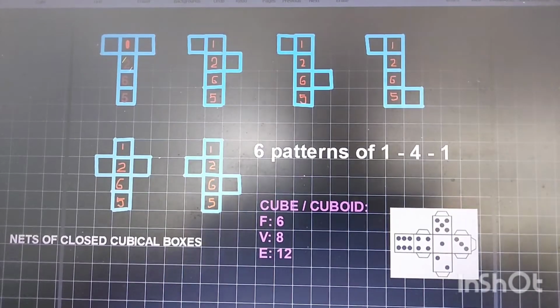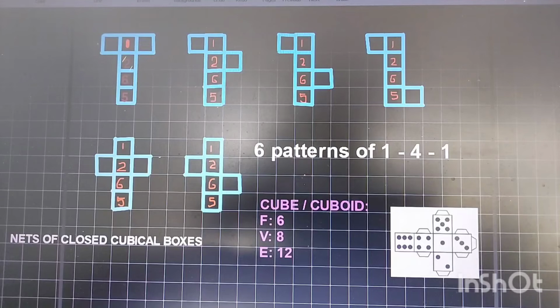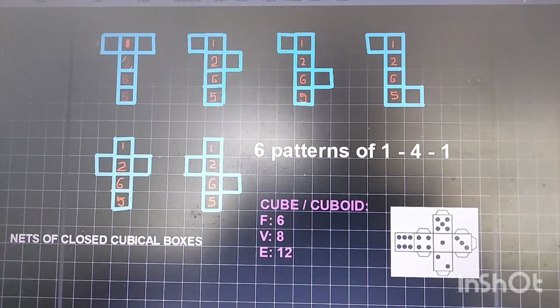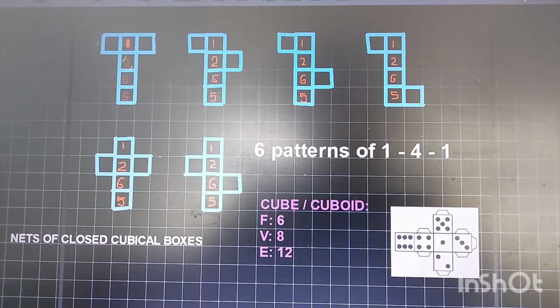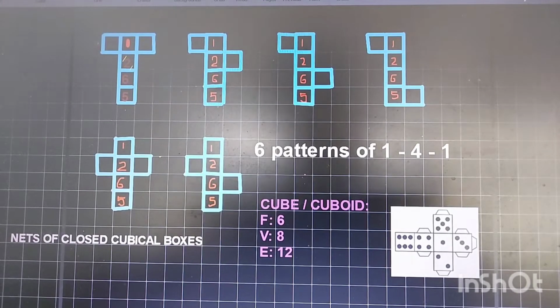Now the question is, if we make 6 square faces and try to fold it into a cube, will it always turn into a cube? And if not, which can be the possibilities to make a cube? Right? Now let me tell you that there are 11 patterns through which we can form a cubical box. Out of those 11 patterns, here you can see 6 patterns and you can see the pattern of type 141.